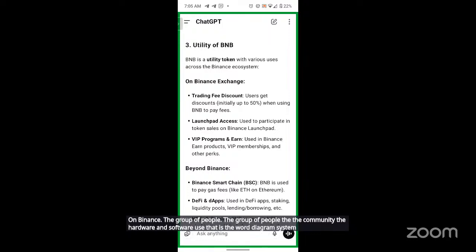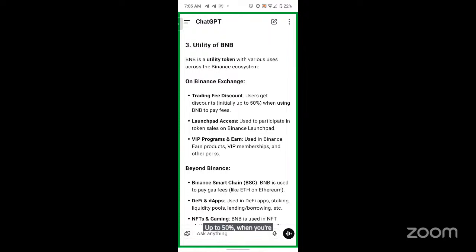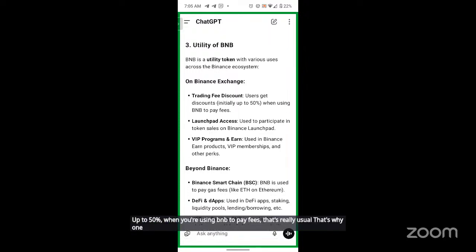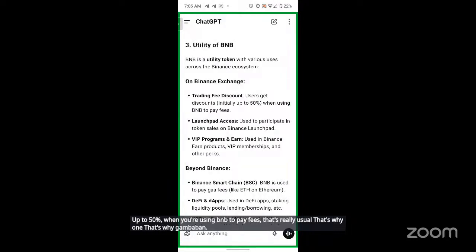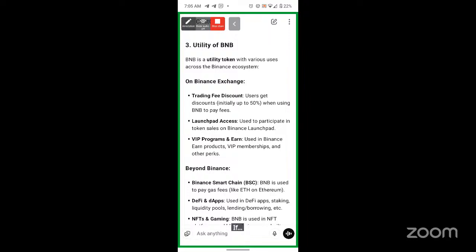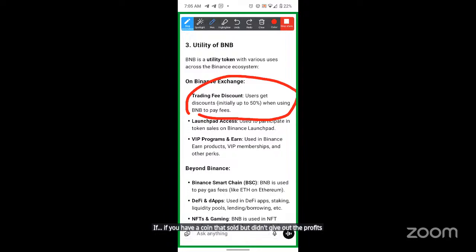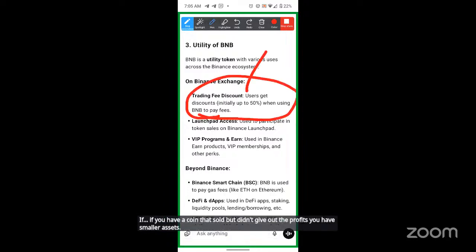So on Binance Exchange, trading, users get discounts, initially up to 50%, when using BNB to pay fees. That's very usual. That's why I keep telling the children, if you have a coin that sold but didn't give out the profits, you have small assets, please change the small assets to BNB, okay, and leave it in the BNB.